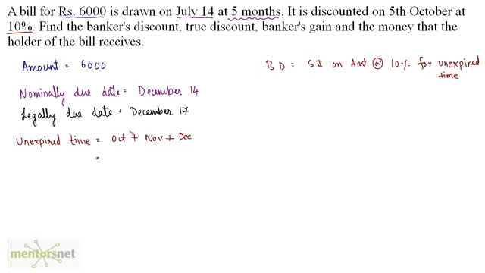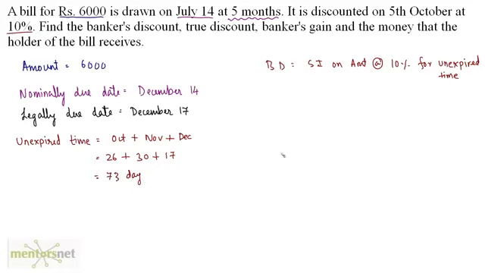So the bill was discounted on 5th October. So how many days are remaining till 31st October? Because October is of 31 days. So 31 minus 5, that's 26. So we have 26 days in October, plus November is of 30 days, so plus 30, plus the legally due date is December 17th. So we will take the first 17 days of December, right? So 26 plus 30 plus 17 is 73 days, right?